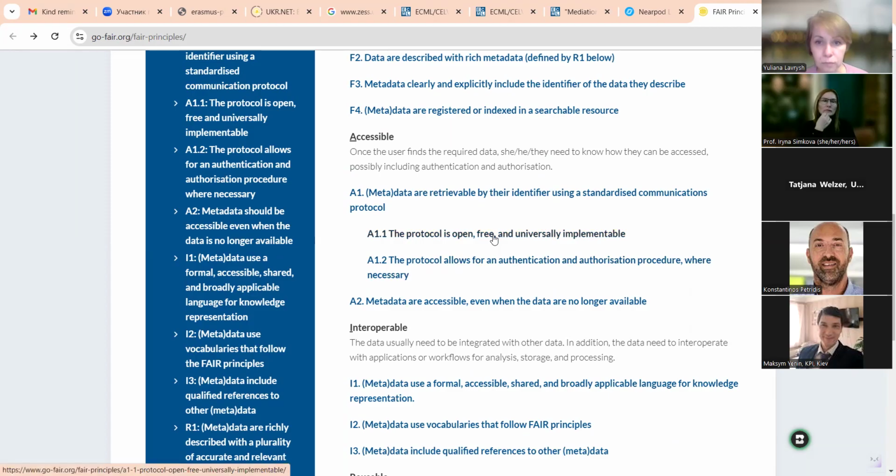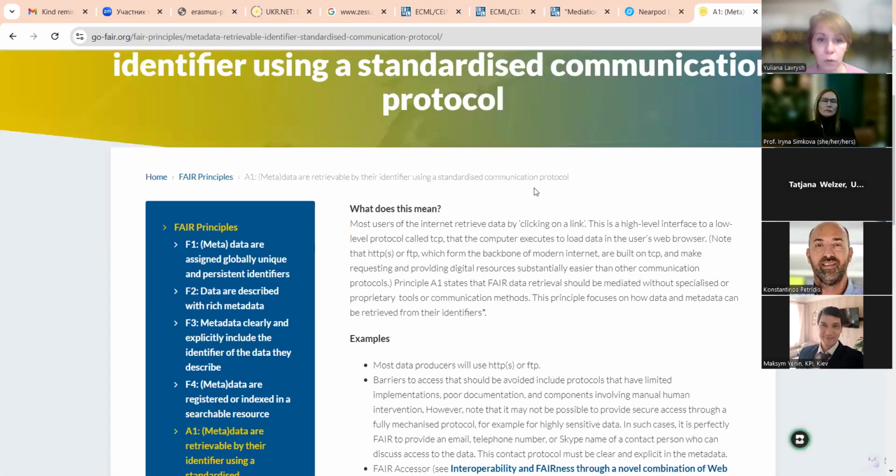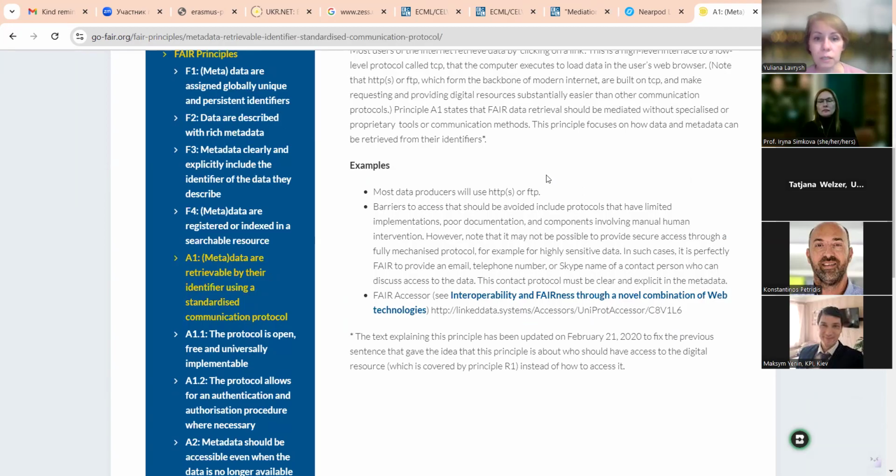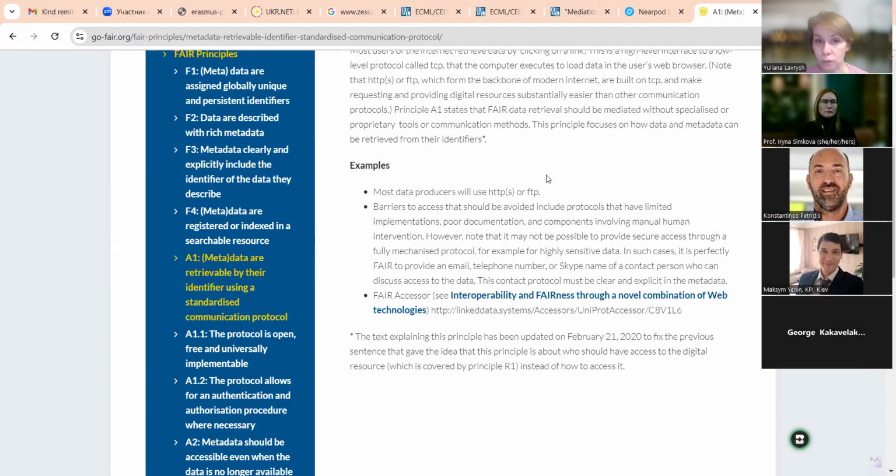For example, how can we do it? We can do it using different types of protocols. Most data producers will use special identifiers for this data. For example, HTTP, the first letters when we copy a link, which is understandable for IT specialists. Or the acronym FTP, which is also some kind of identifier. If you have these identifiers, you easily understand what this data is and how to access it.